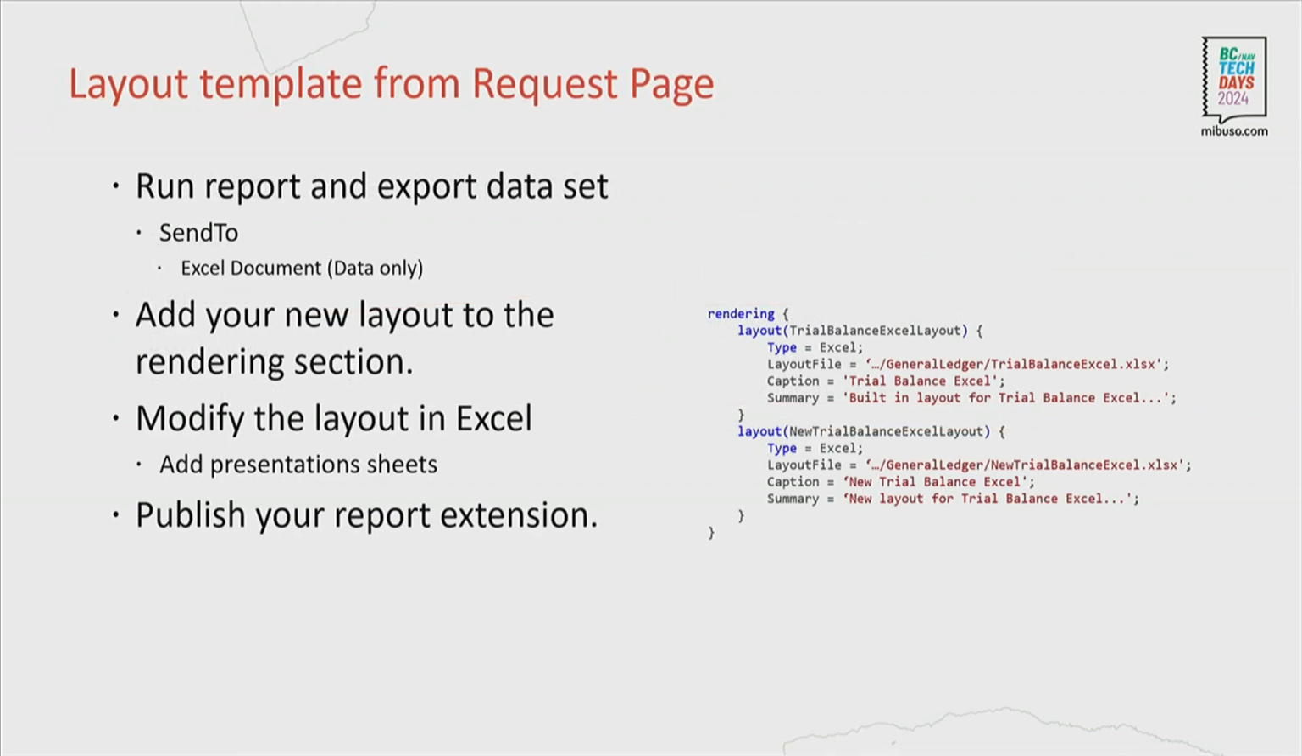If you have an already running report, then it's quite easy to add something new to that one. Because what you do is you go to the request page, you simply do a send to, and save the data set in a new Excel document. Download that one, and you can add it to the existing report in the layout section, in the rendering section, and start to update this layout with whatever you need to have. So it's quite easy to add. And when you're done, publish your report extension.